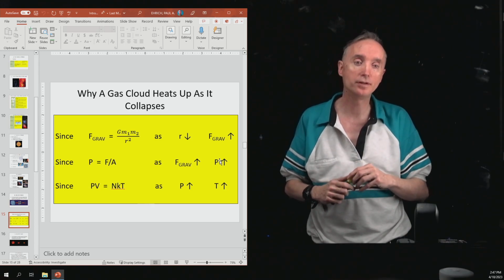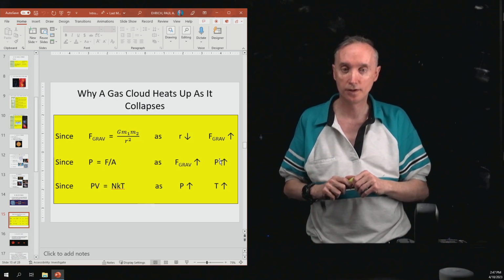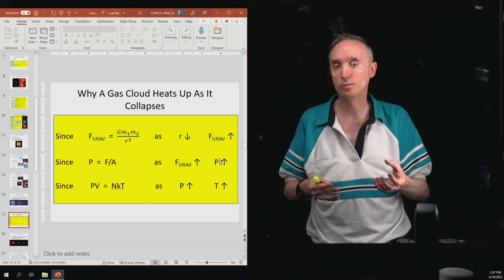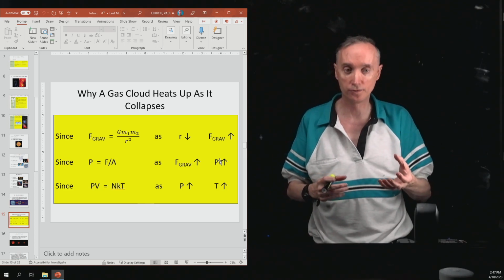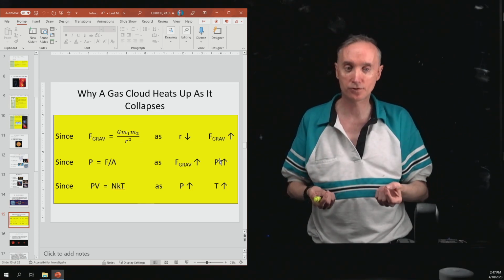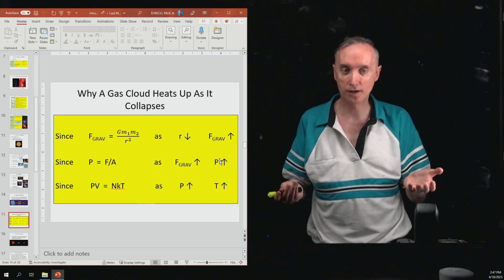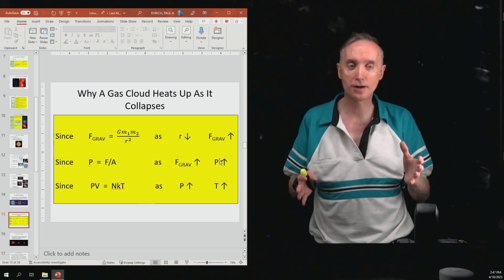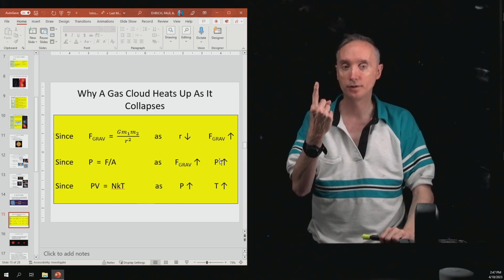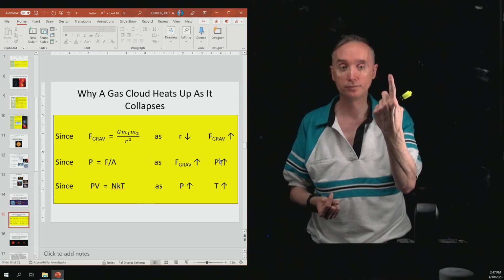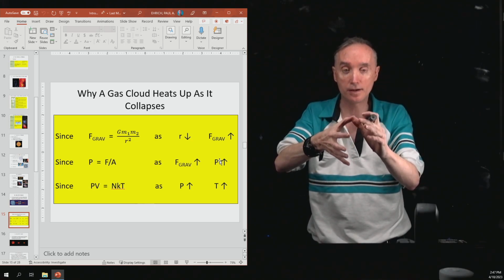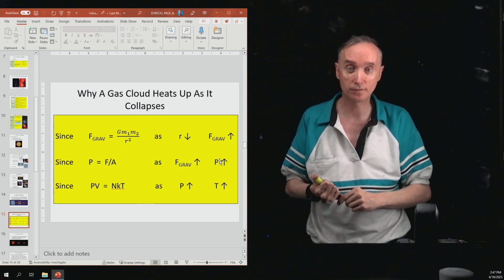And then the last statement is the ideal gas law. So pressure times the volume of the gas cloud has got to be equal to the number of molecules of gas that are inside the gas cloud multiplied by its temperature multiplied by a fundamental constant of nature. Now, we don't care about that fundamental constant. All I want you to notice is as the pressure is going up, the temperature is going up. So as this gas cloud is collapsing, the temperature of the gas cloud is increasing. So keep that in mind.